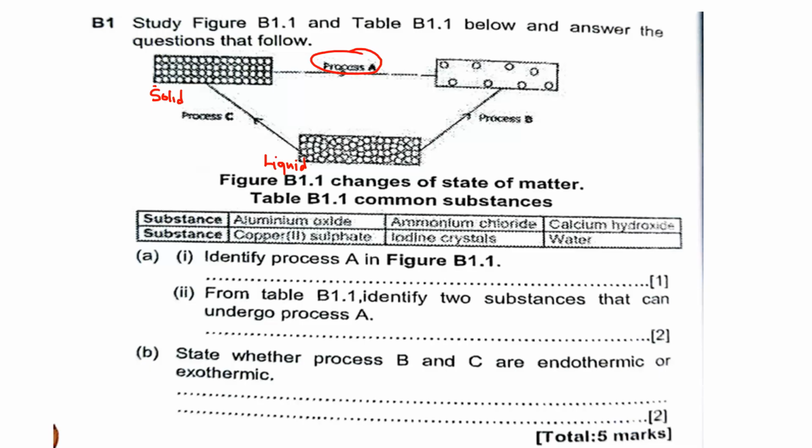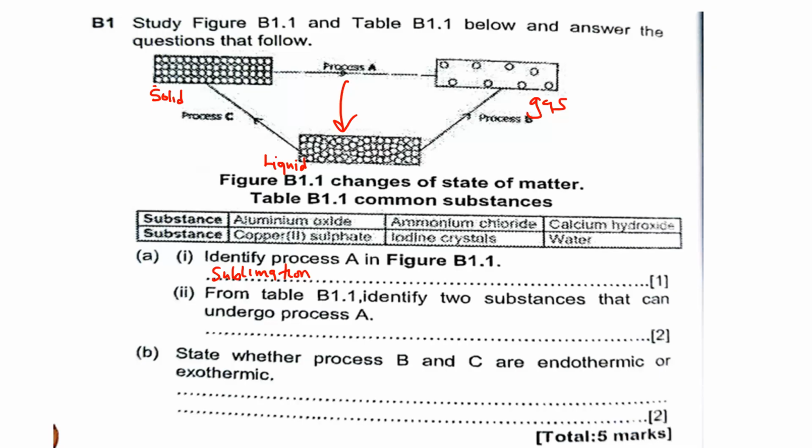Now back to the question. Identify the process A. Now when you look at the process A, is that a change of state? In other words, a direct change of state from solid to gas without passing through the liquid. And what do we call that process? The process is called sublimation. So identify process A. This is sublimation, which is just a direct change of state from solid to gas without passing through liquid.